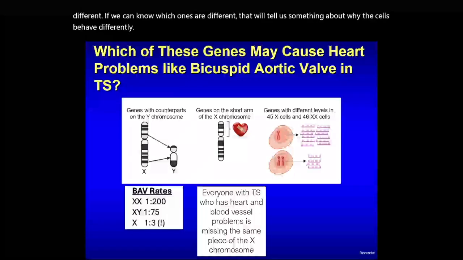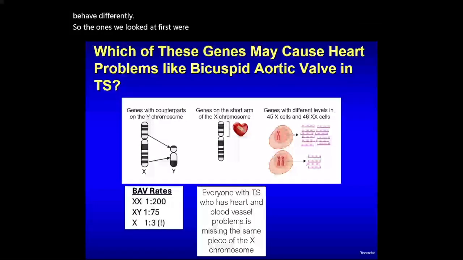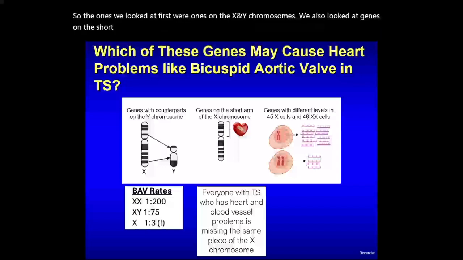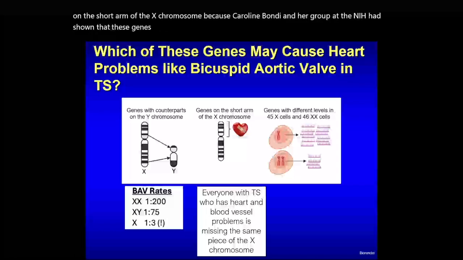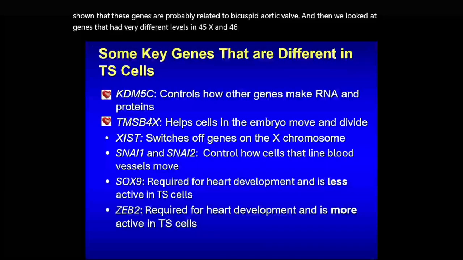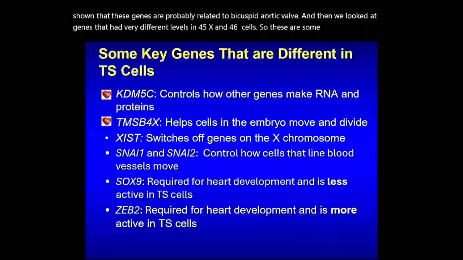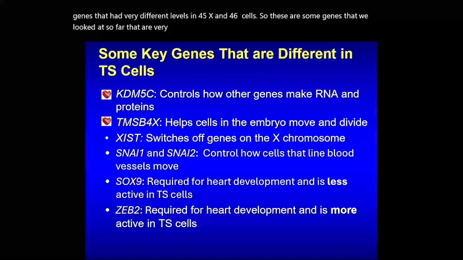So the ones we looked at first were ones on the X and Y chromosomes. We also looked at genes on the short arm of the X chromosome because Carolyn Bondi and her group at the NIH had shown that these genes are probably related to bicuspid aortic valve. And then we looked at genes that had very different levels in 45X and 46XX cells. So these are some genes that we looked at so far that are very different in Turner syndrome.